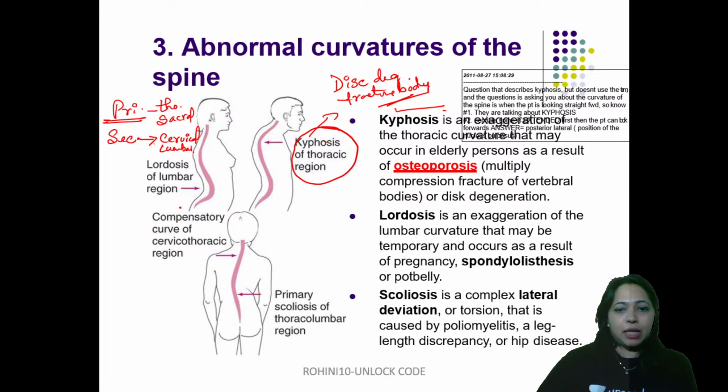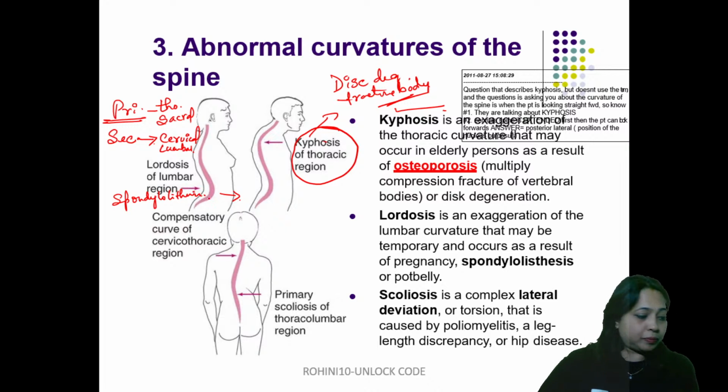Then this one is lordosis. This could be temporary or sometimes permanent. It could be because of spondylolisthesis. And this one is scoliosis.